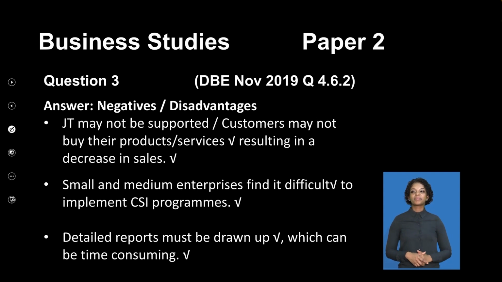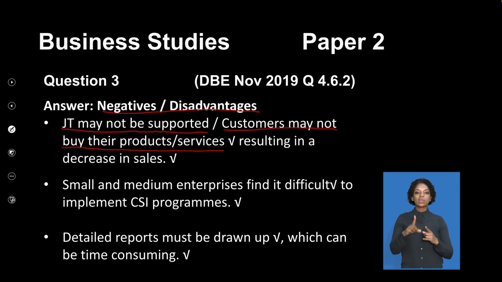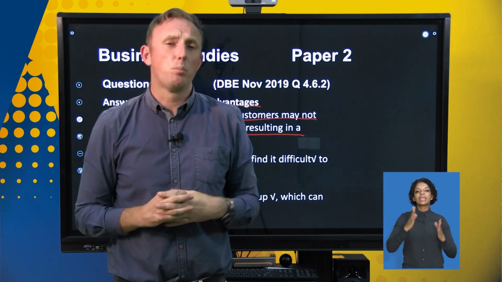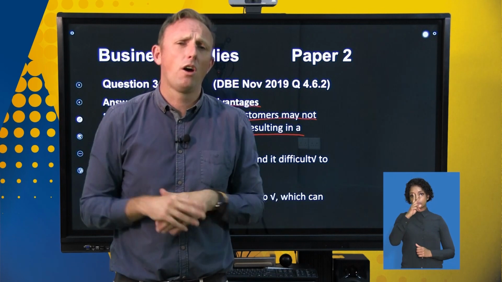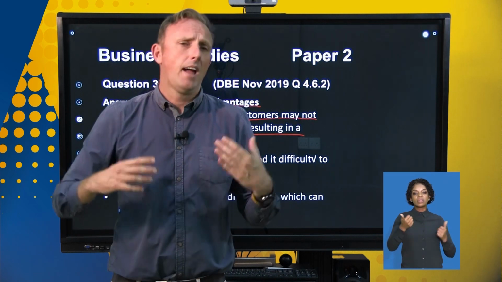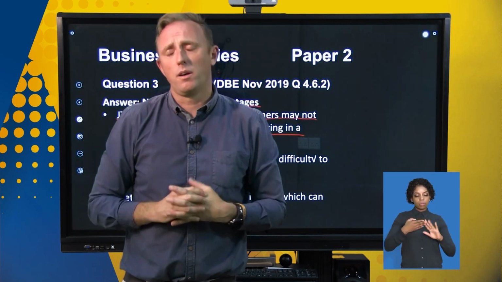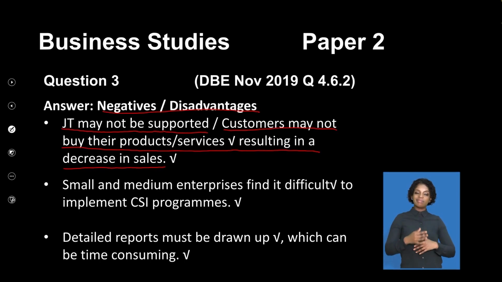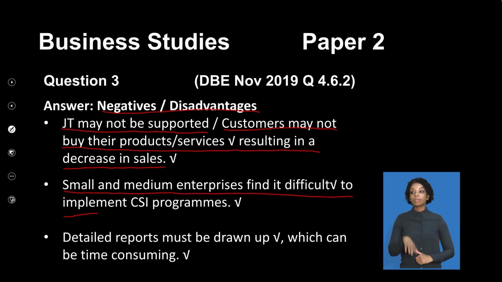Now we're going to go on to our negatives. So the first one is JT may not be supported, or customers may not buy their products or services, resulting in a decrease in sales. So potentially, the customers don't see the point of their CSR project, and they're like, well, I'm not going to go and support these guys because their CSR project hasn't delivered on the community, and I'd rather not support them. I want to go and support someone else, which could result in a decrease in sales for the business.